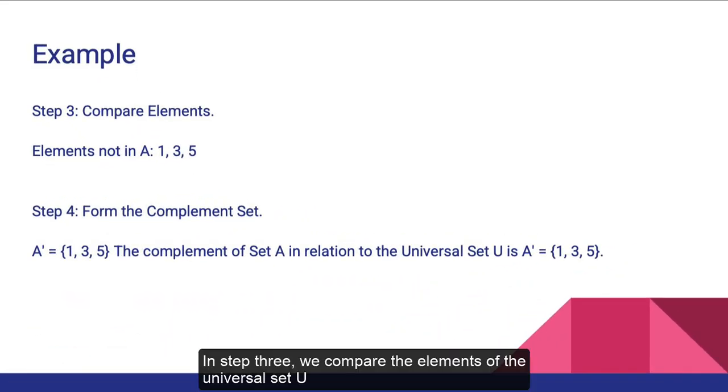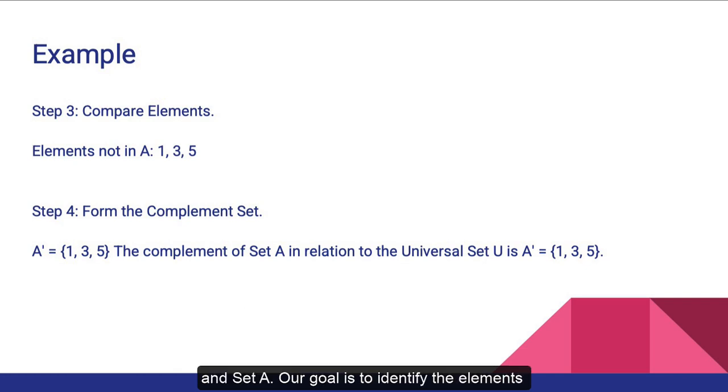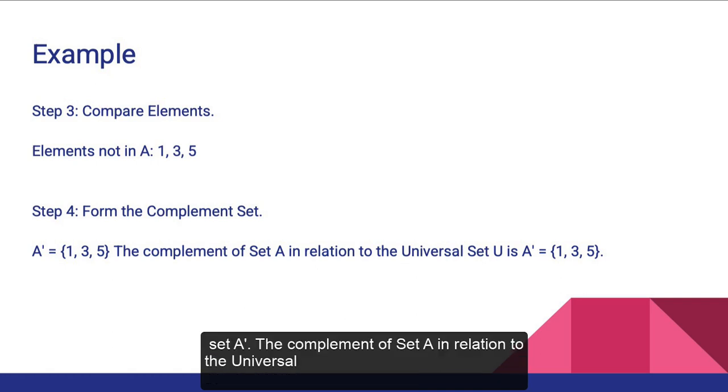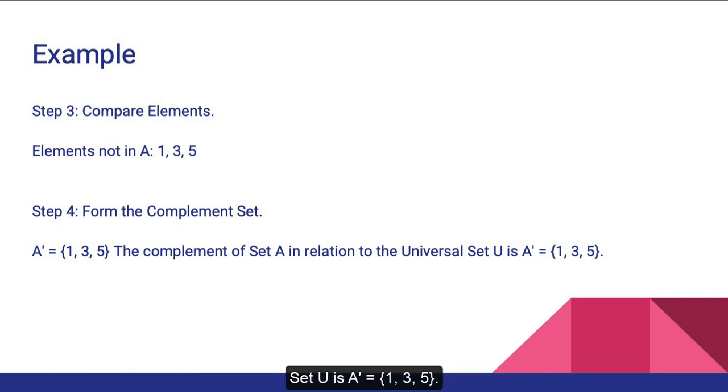In step 3, we compare the elements of the universal set U and set A. Our goal is to identify the elements that are not present in set A. Finally, in step 4, we use the elements we've identified in step 3 to form the complement set A'. The complement of set A in relation to the universal set U is A' = {1, 3, 5}.